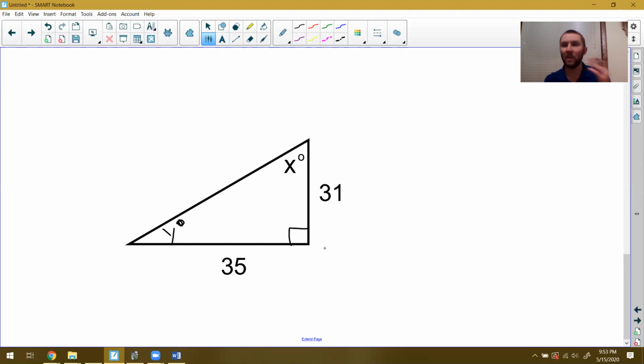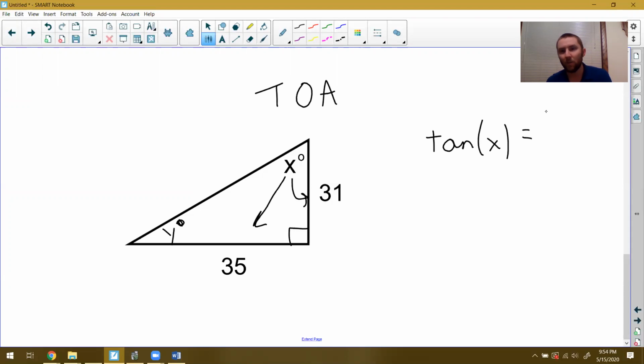Well, the most obvious side length, I think, in a right triangle is always the hypotenuse. And recognize here they have not given me the hypotenuse. There is no length on the hypotenuse side. So that tells me that I must have the opposite and the adjacent. I have the x, this is the opposite over here, and then this is the adjacent. Opposite and adjacent goes with tangent, TOA. So I would set up tangent of x is equal to 35 over 31.